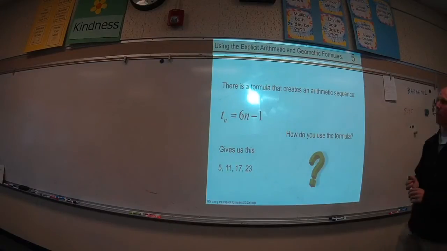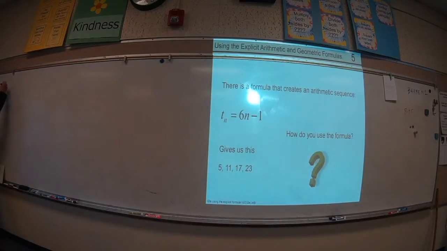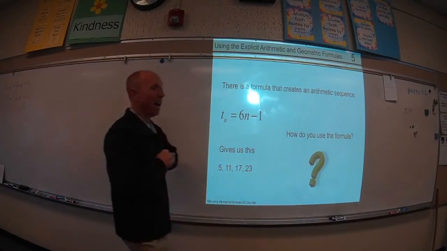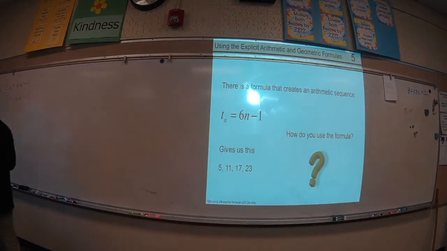So I've got this formula. I've got t sub n equals 6n minus 1. It is the exact same thing as y equals 6x minus 1, which is the exact same thing as f of x equals 6x minus 1. It's all the same stuff.